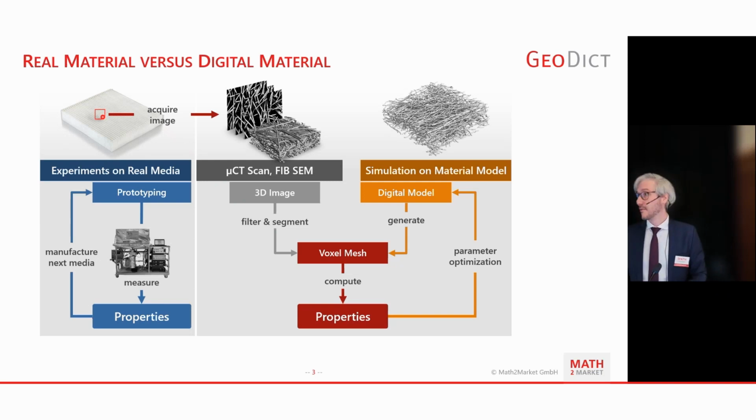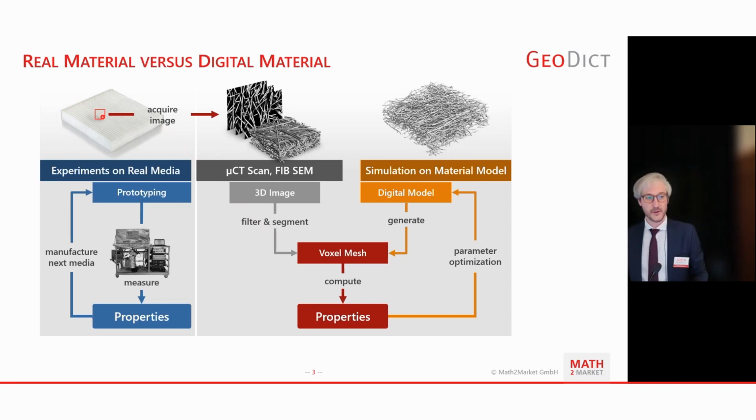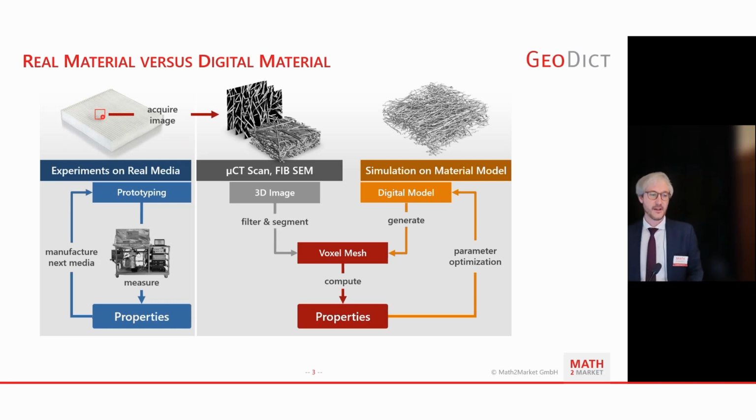How do you develop a new material? There's the experimental approach. You do prototyping, you find maybe your process parameters, you manufacture the material, you measure it, and you measure the physical properties. And you have to continue this loop until you find your desired material with the desired properties.